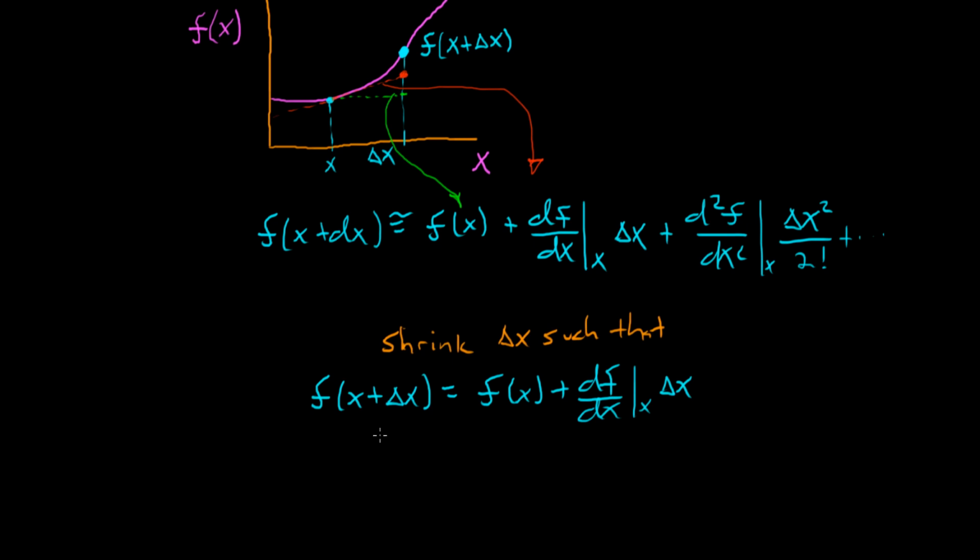And what that's going to let us do is write a thing that looks like the following. F of x plus, instead of delta x, if we shrink it, we're going to have dx, right? And so that will be f of x plus df dx evaluated at location x times dx. And I'll show you in the next video, as we derive the pressure equation, how this becomes quite useful.